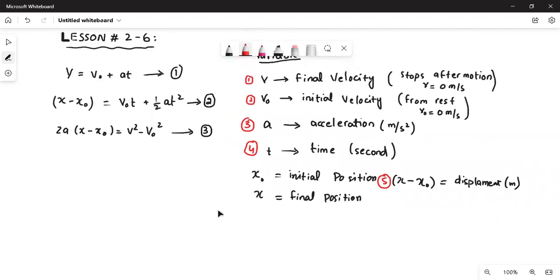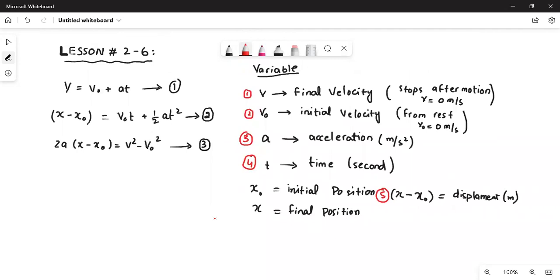Now, these equations of motion are each related to 4 out of these 5 things. Which one is missing in the first one? Totally there are 5 variables, but each equation contains 4 of them. In the first one, x minus x naught is not there. In the second one, v is missing. In the third one, t is missing. So for any question, when we start solving, we need to check what is missing and what is given, and we will solve it. And it's very easy.